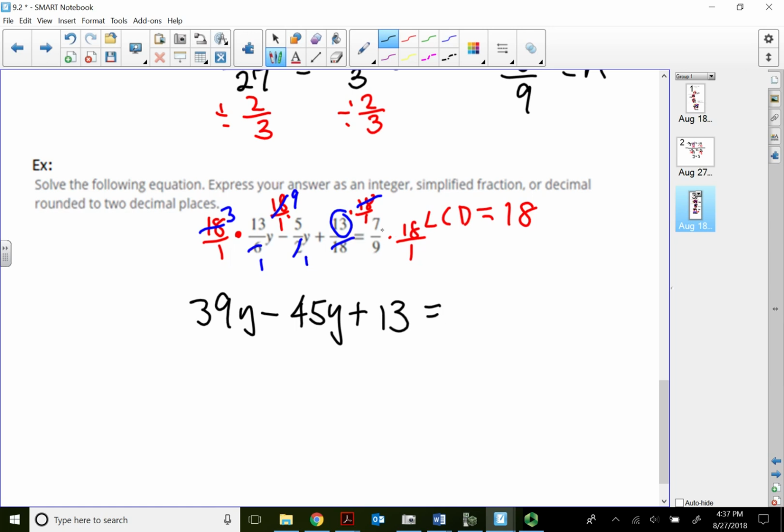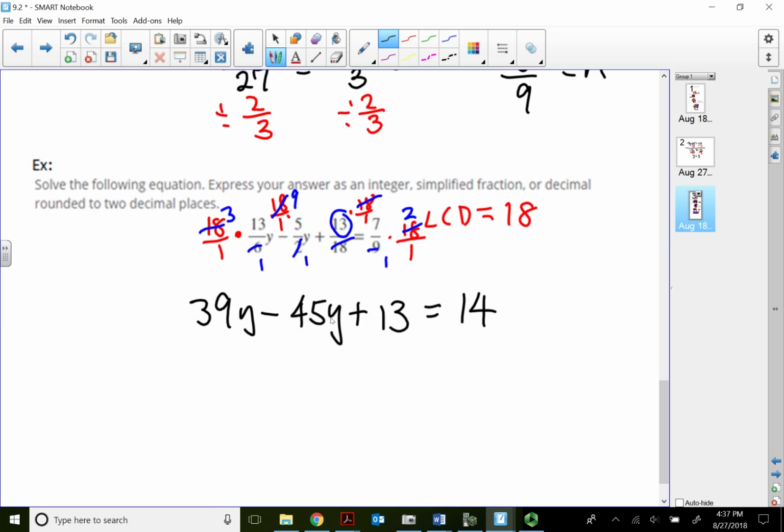Equals my fourth term times the LCD 18. Top 18, bottom 9 reduce into 1 and 2. Don't forget, this is 7 times 2. So after a while, people can just do this by looking at it. They can actually reduce top and bottom and multiply quickly. So that gives me 14.